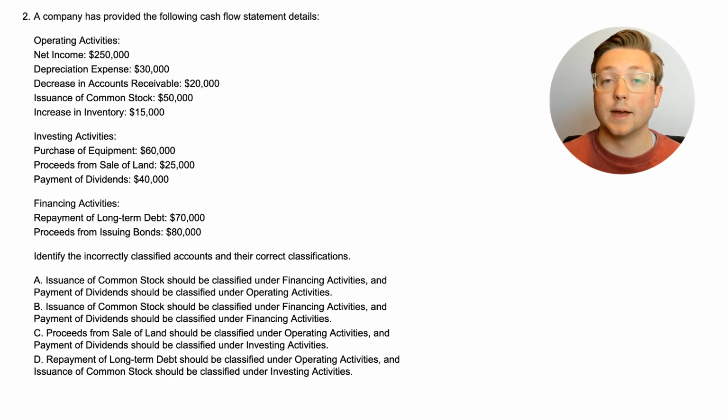Now, as we were reading through that, you already might have noticed some of the things that were in places they shouldn't have been. So the idea behind this one is we have to identify the incorrectly classified accounts and then put them where they should be so that you have the correct cash flow for each type of activity. So pause the video if you need to, think about this, and when you're ready, come back. We'll look at the answer together.